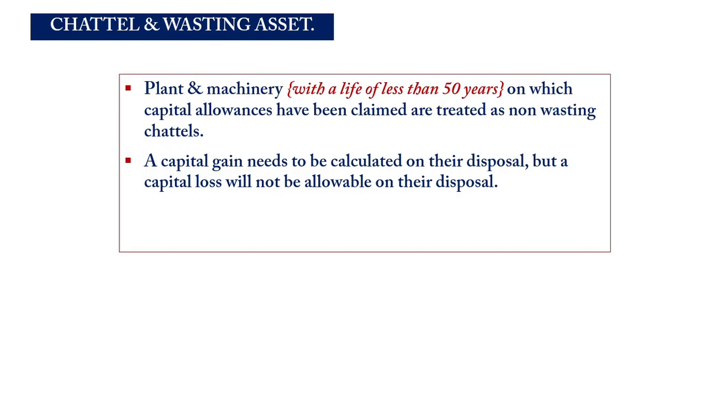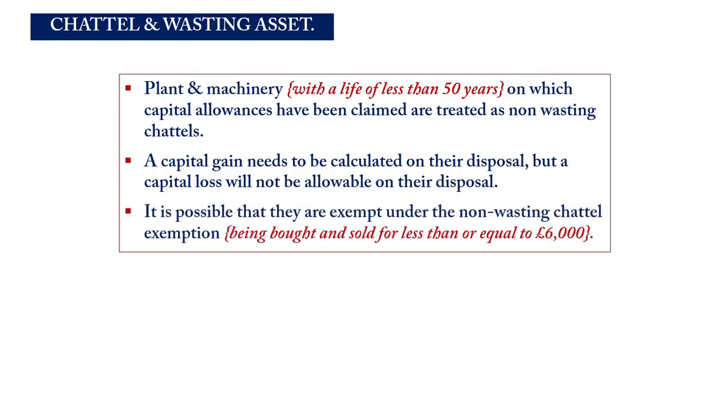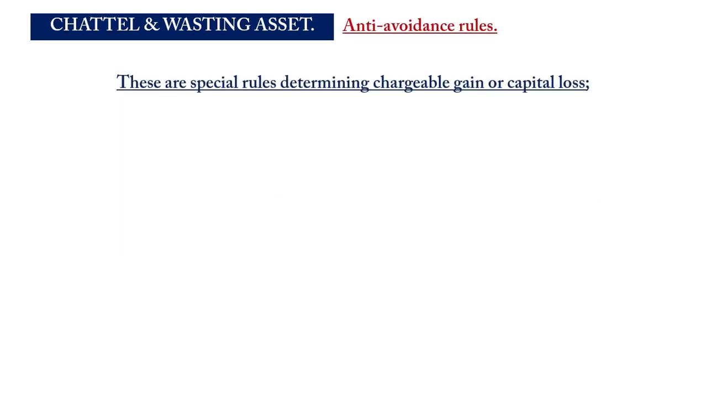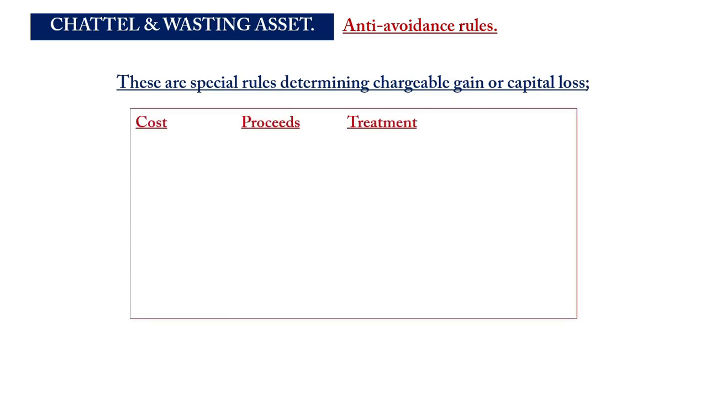Do you get it? Now, it's possible for plant and machinery to be a non-wasting chattel. That is, if it is bought and sold for less than 6,000. We'll look at that criteria very soon. Now, there are special rules to determine whether a chargeable gain or a loss will arise on the sale of a chargeable asset. This is what we call the anti-avoidance rules.